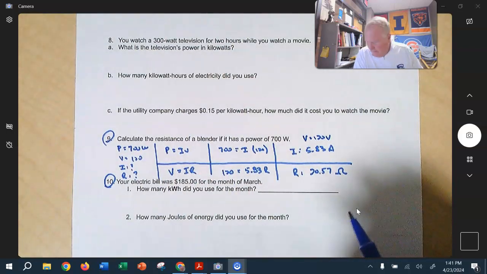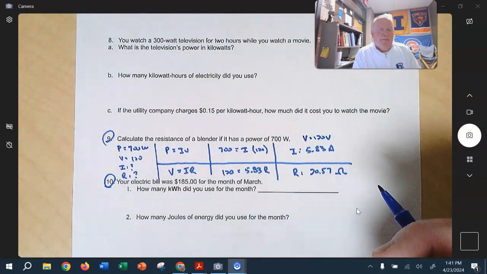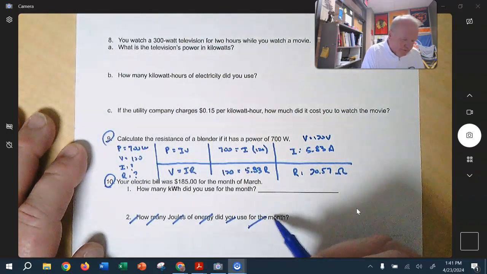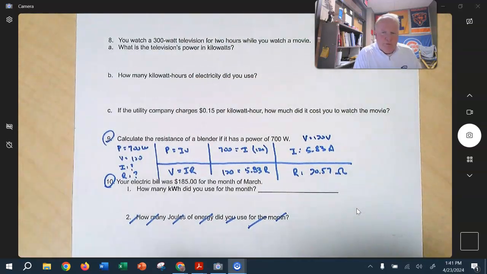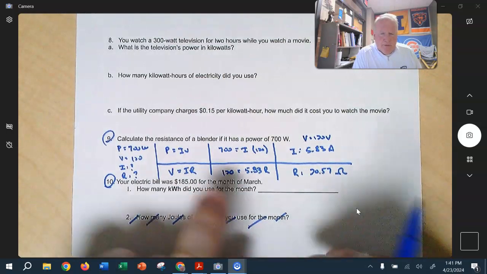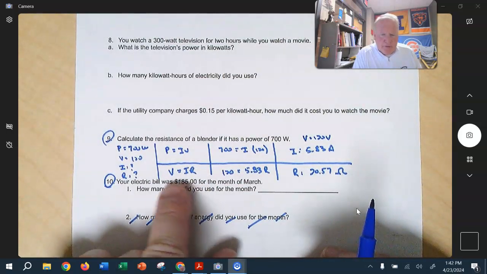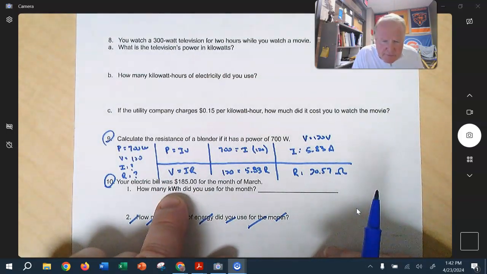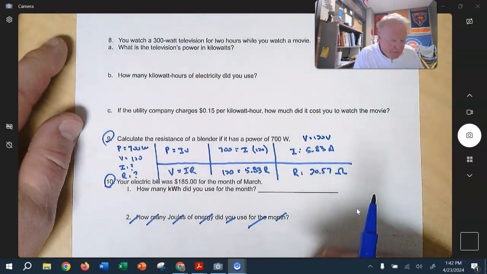Okay. The last question, real quick. We don't need to do this, and so I hopefully will give this information to your sub that you don't need this. But how do you do this, right? Well, this looks like a conversion. It just says you use $185, and how many kilowatt hours do you use in a month?